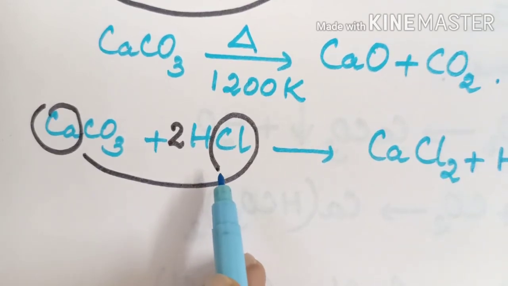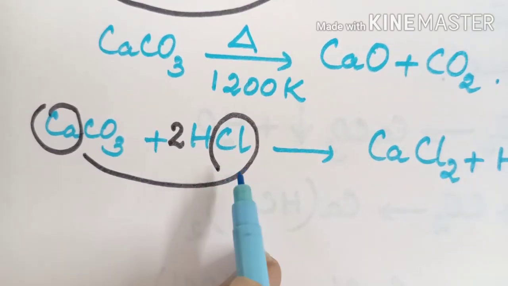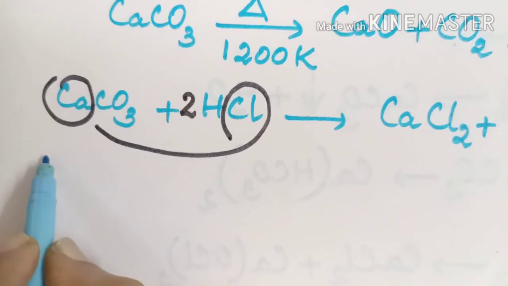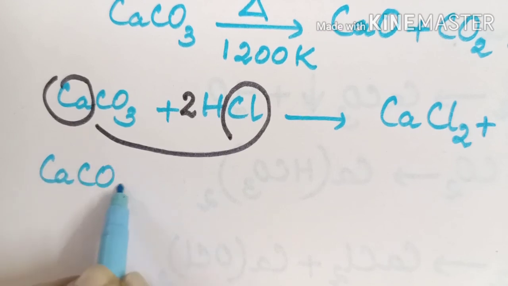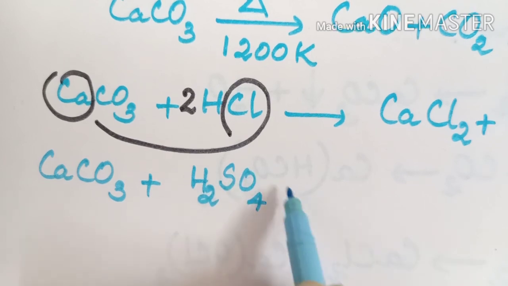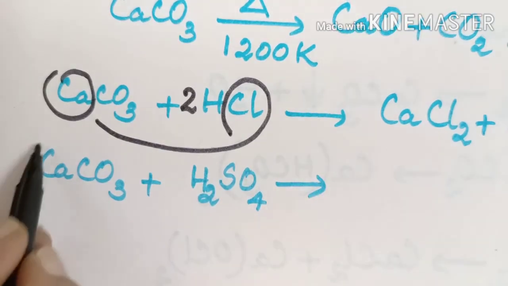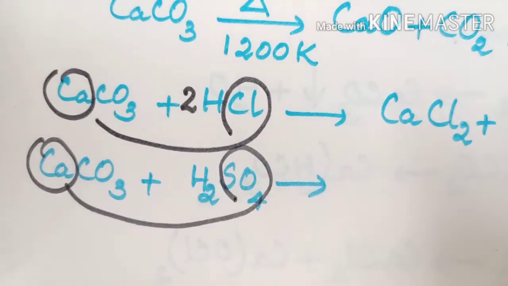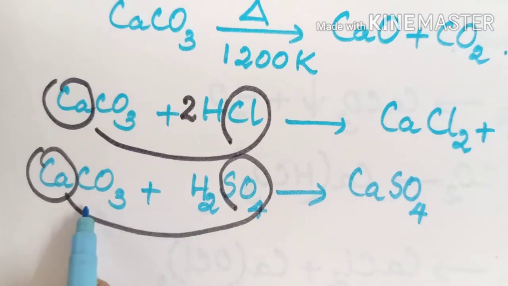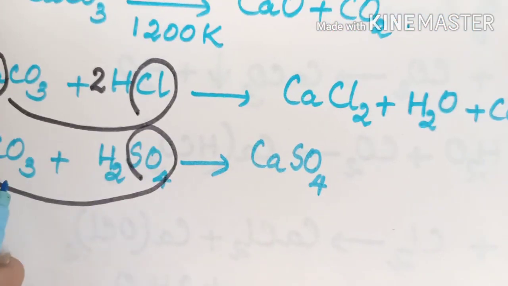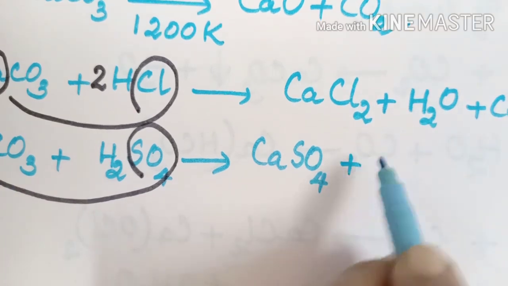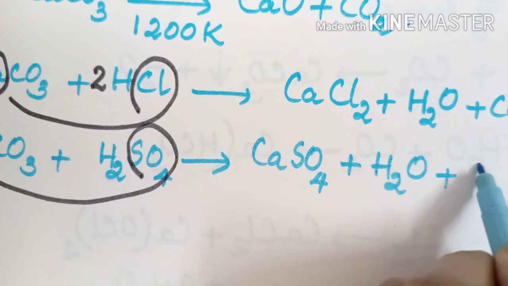Instead of using hydrogen chloride or hydrochloric acid, we can use sulfuric acid also. So what will be the reaction here? Calcium carbonate, when it reacts with sulfuric acid H2SO4, the products formed will be calcium sulphate and H2CO3. H2CO3 is an unstable, weak acid. So it decomposes to produce H2O and carbon dioxide.